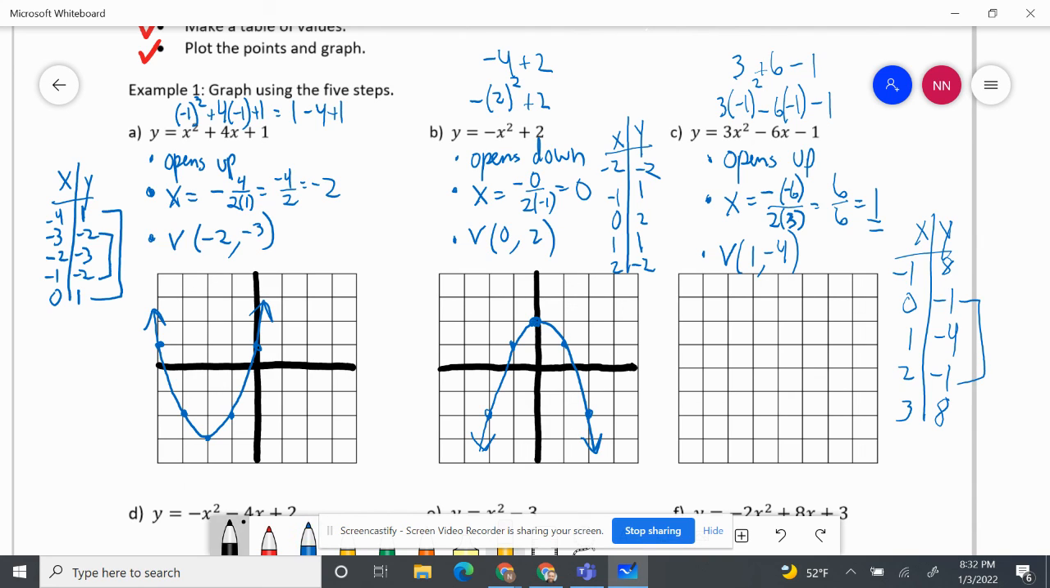Now these numbers are really far apart, so I'm not going to go by ones. What I'm going to do is go by twos. That way it fits. Because I'm going by twos, I'm going to make sure I have that written. 2, 4, 6, 8. I'm just going to have the y's go by twos because the x's, ones would be fine. So -1 and 8. I have 0 and -1. I have 1 and -4. I have 2 and -1. And I have 3 and 8.